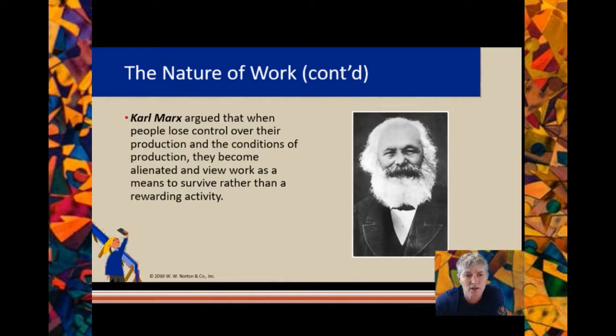Marx, of course, was very interested in the fruits of one's labor. He argued that when people lose control over their production and the conditions of production, they become alienated and view work as a means to survive rather than a rewarding activity.